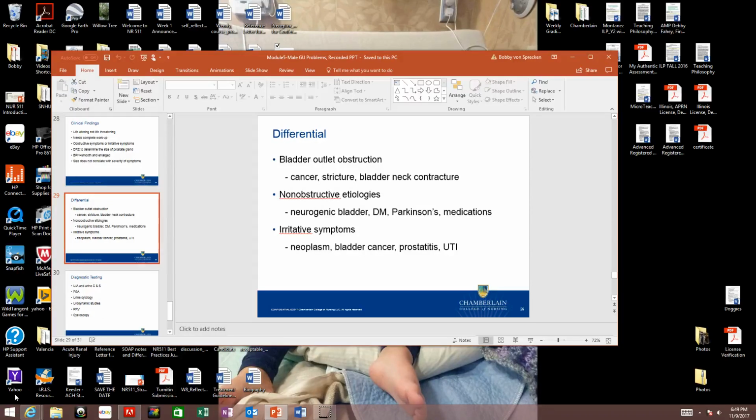The differential diagnosis for BPH is extensive, but the diagnoses can be categorized into one of the three following types: bladder outlet obstruction, which would include cancer, stricture, and bladder neck contracture; non-obstructive etiologies, such as a neurogenic bladder, diabetes mellitus, Parkinson's, and medications. Irritative symptoms could be the result of a neoplasm, bladder cancer, prostatitis, or urinary tract infection.